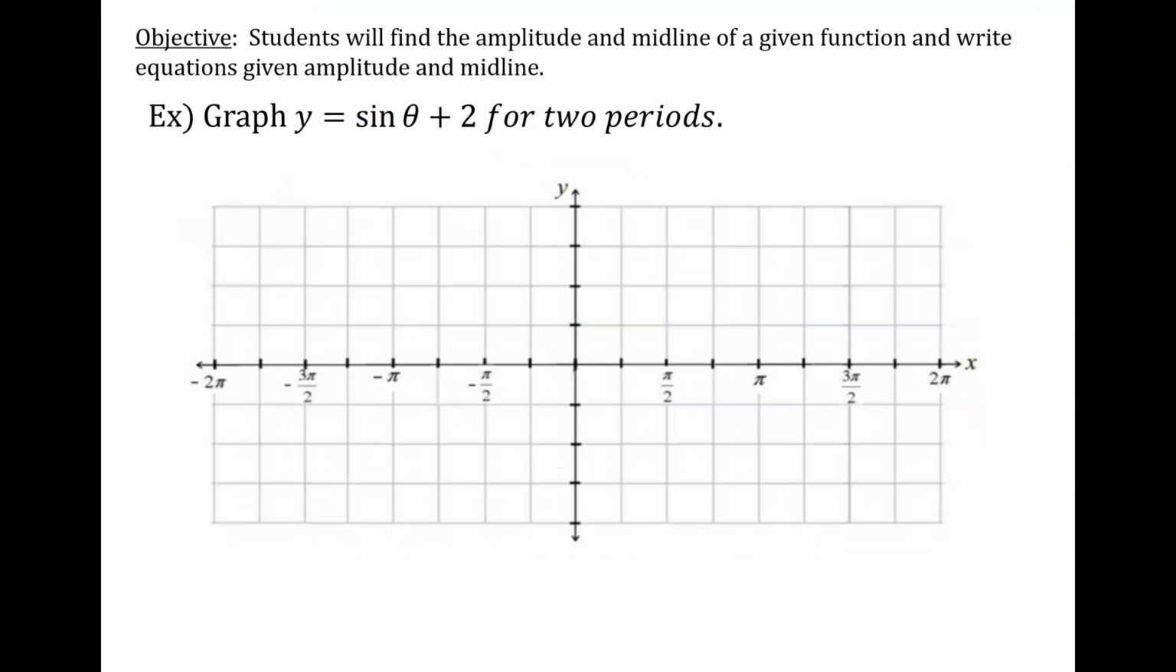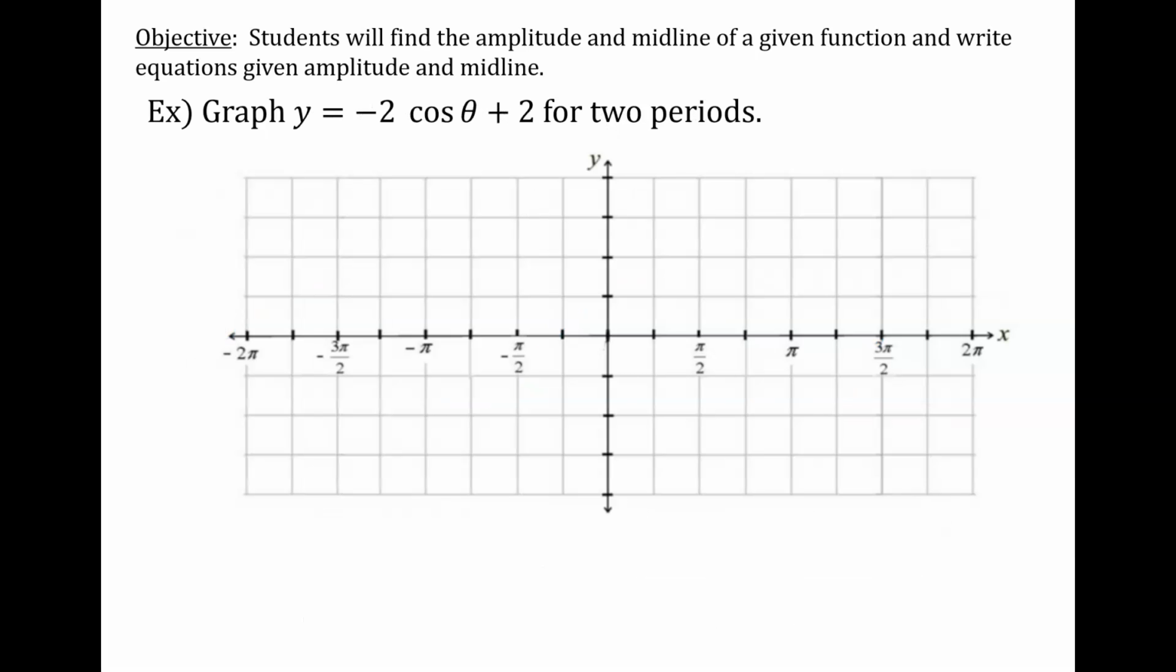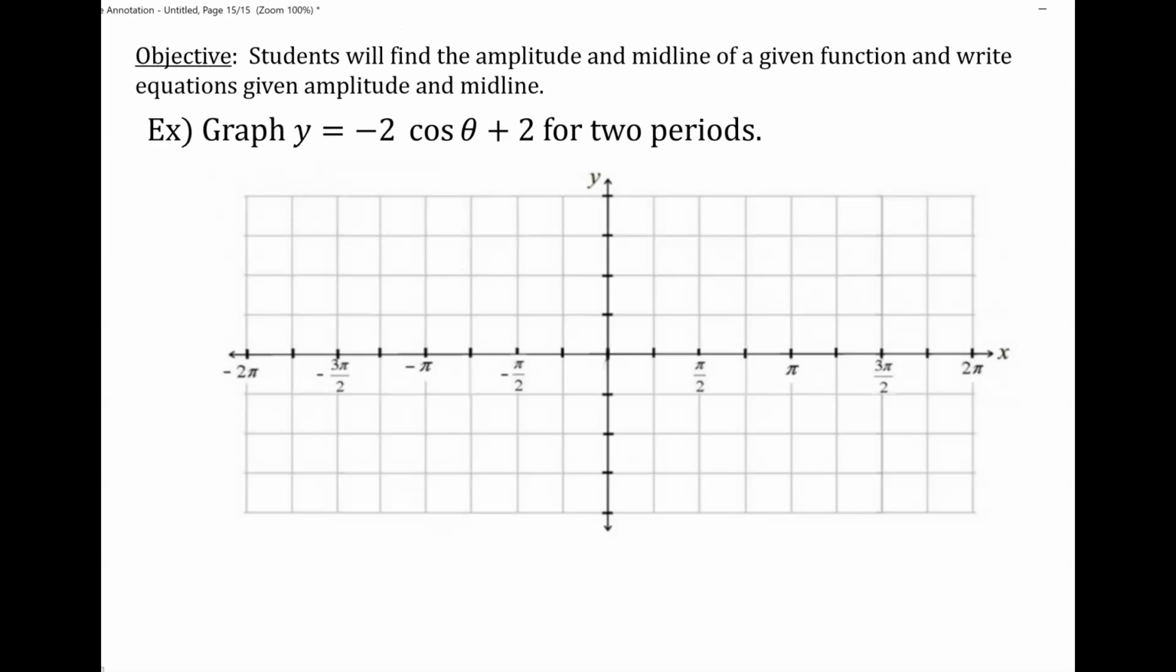So let's look at the next example, we're going to do this one together. So here it says y equals -2 cosine theta plus 2. So this time we have a cosine theta, and then we have a is -2, and then my k value is +2. So I need to start at the midline. So my midline again is at the +2. So my 2 is right here.